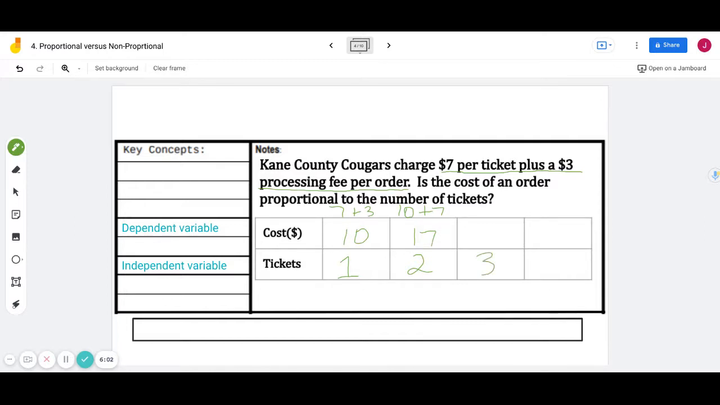So 3 tickets, we would be taking that $10 for the one ticket and the processing fee, and then add 2 more tickets onto that, which would be 14. So that would be 24.